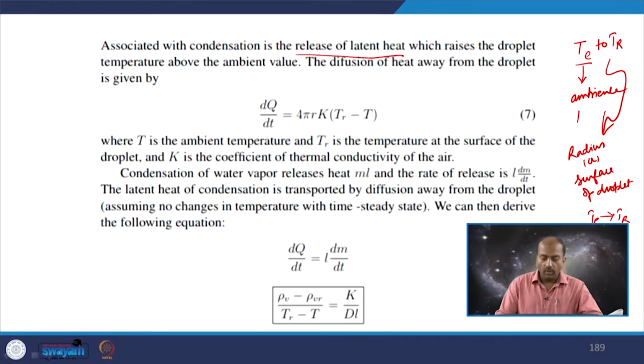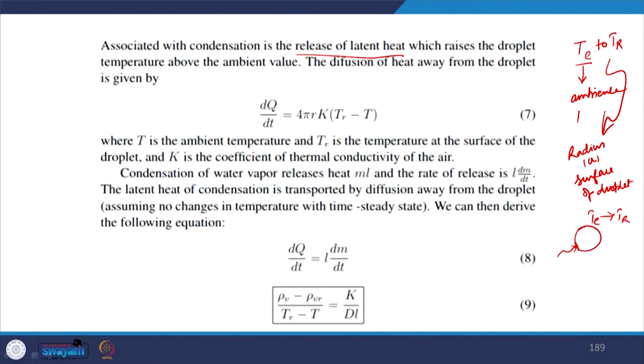So, the diffusion of the heat away from the droplet. Once there is a temperature gradient, once you say that the temperature of the surface of the droplet is larger, there is obviously a reason for this temperature to go away, or for the energy to conduct. So, how does the gradient in the temperature compensate itself? By conduction. I mean the heat is given out. So, the diffusion of heat away from this droplet is given by this.